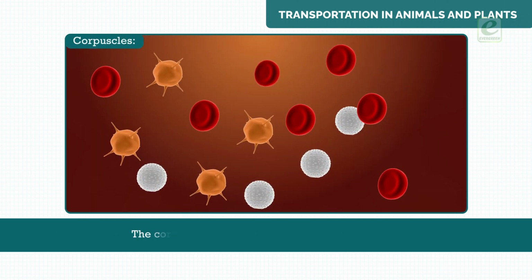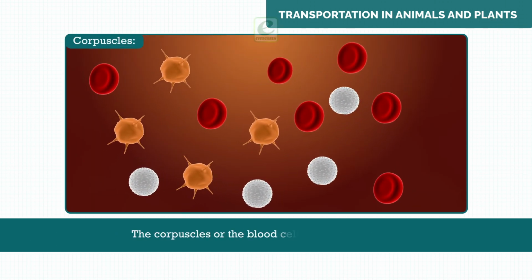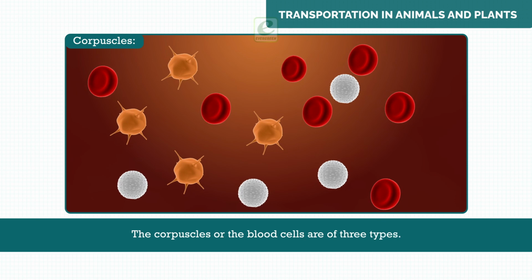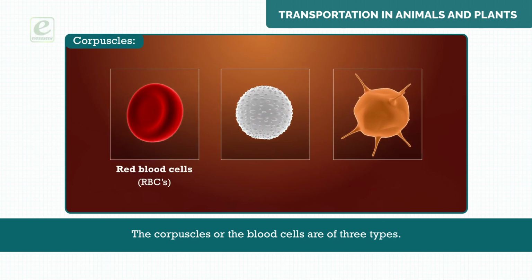Corpuscles. The corpuscles, or the blood cells, are of three types: red blood cells, or RBCs; white blood cells, or WBCs; and platelets.